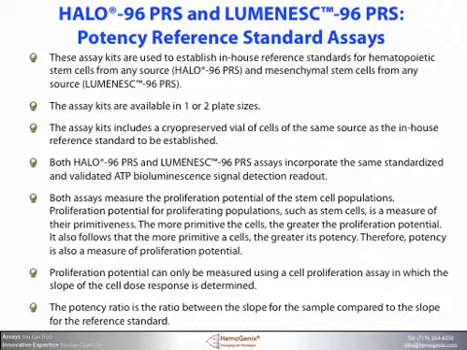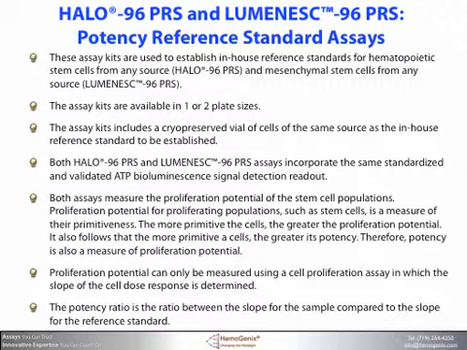Now let's turn to the two assays that are used to establish reference standards: HALO-96 PRS and Luminesque 96 PRS. These assay kits are used to establish in-house reference standards for hematopoietic stem cells from any source using the HALO-96 PRS and mesenchymal stem cells from any source using the Luminesque 96 PRS. The assay kits are available in 1 or 2 plate sizes.